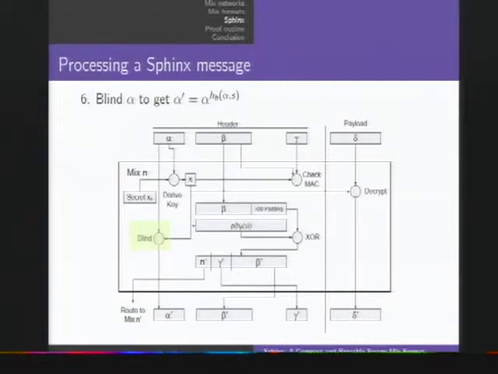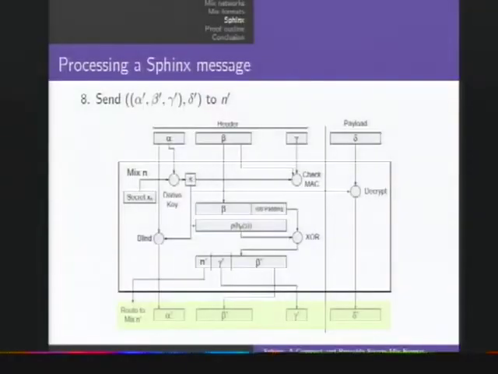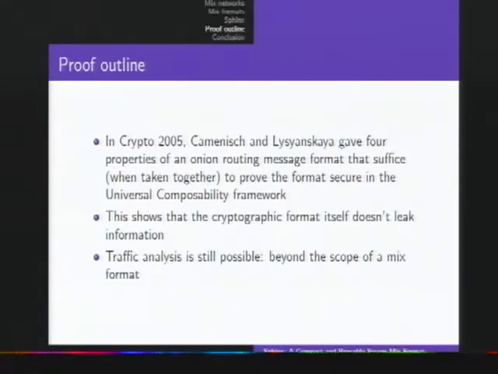The next thing is you blind alpha here, like I said before, to get alpha prime. And then you have to get delta prime. The way you do that is you take s as your secret key, and you decrypt the payload using s to get the next payload. And the way you decrypt it is by using what we call a large block cipher. This is a block cipher like AES, but AES has a block size of 16 bytes. That's bigger than older block ciphers like DES, but we want a block cipher whose block size is the entire size of the message. And then we just do one block operation to do the decryption. There are a number of constructions for such things. We use one called LIONESS by Anderson and Biham in our implementation. So now we have all the primes: alpha prime, beta prime, gamma prime, delta prime, and we send that on to N prime.